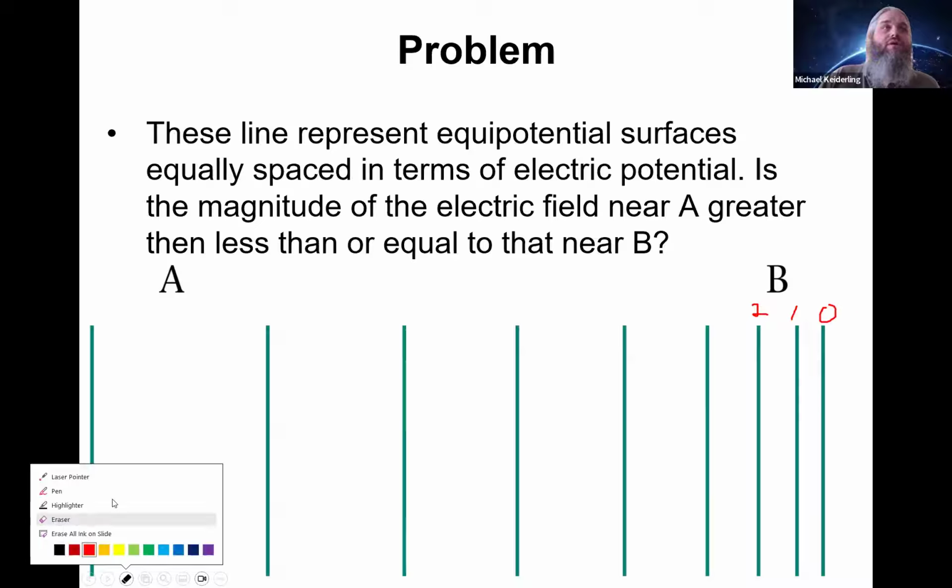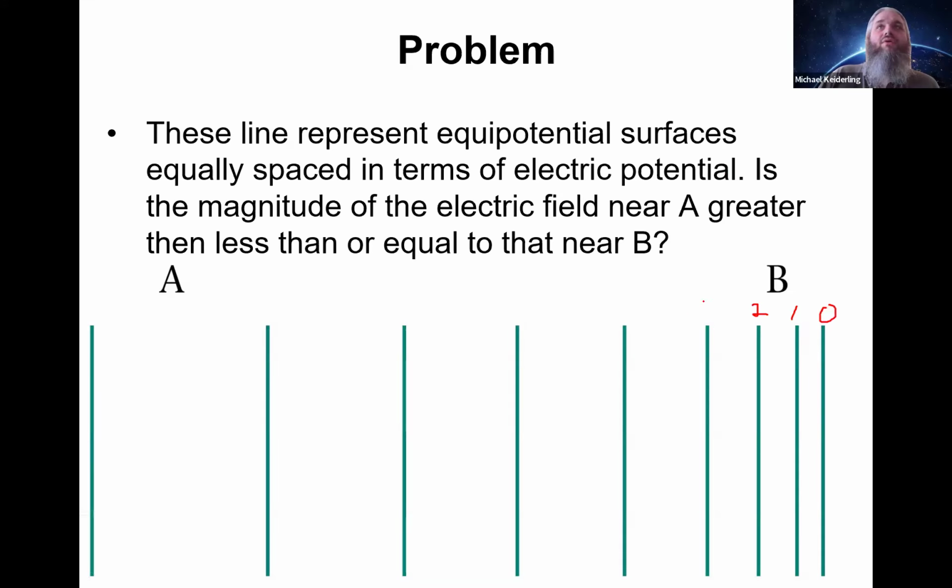2, 3, 4, 5, 6, 7, 8. Just assuming that we have higher voltage on the left than the right. There's not really enough information. But do you think the electric field is bigger over near A or is it bigger near B?